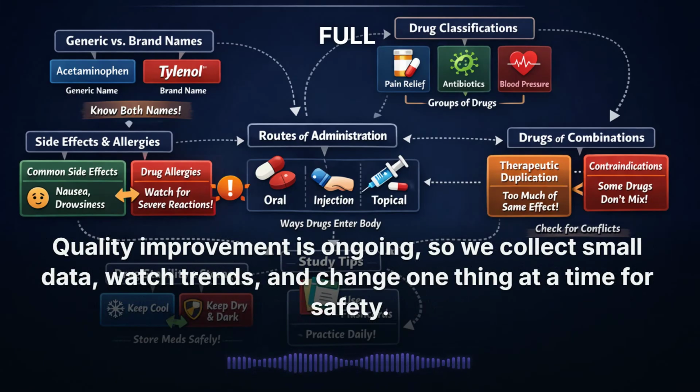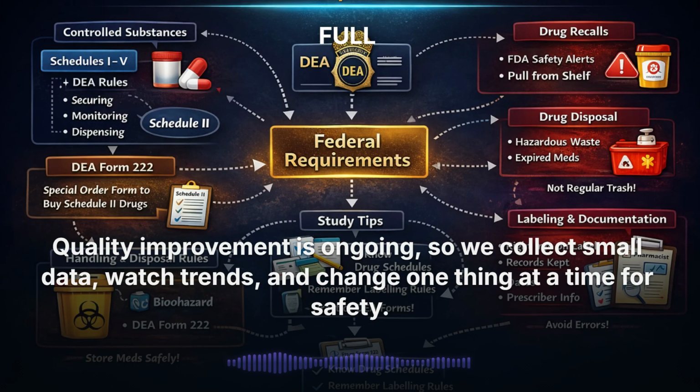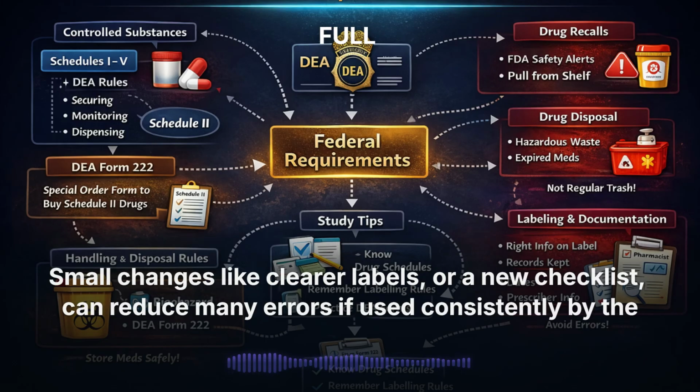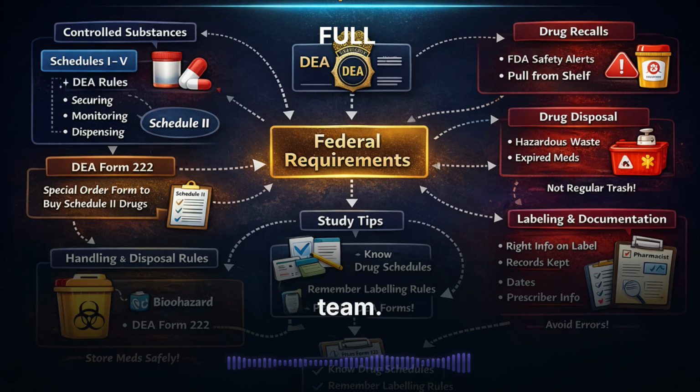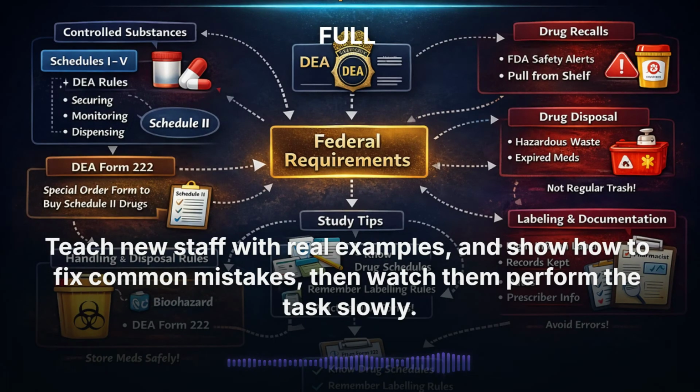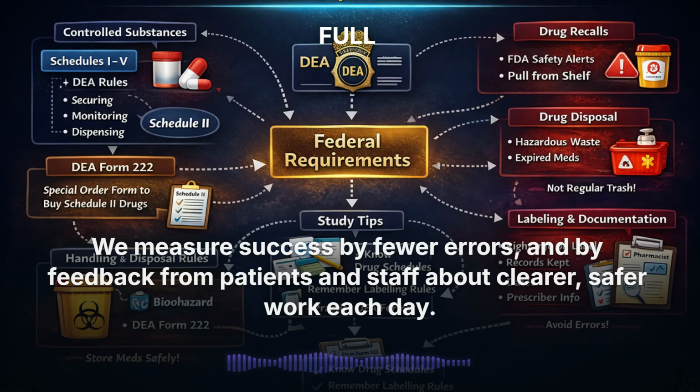Quality improvement is ongoing, so we collect small data, watch trends, and change one thing at a time for safety. Small changes like clearer labels or a new checklist can reduce many errors if used consistently by the team. Teach new staff with real examples and show how to fix common mistakes, then watch them perform the task slowly. We measure success by fewer errors, and by feedback from patients and staff about clearer, safer work each day.